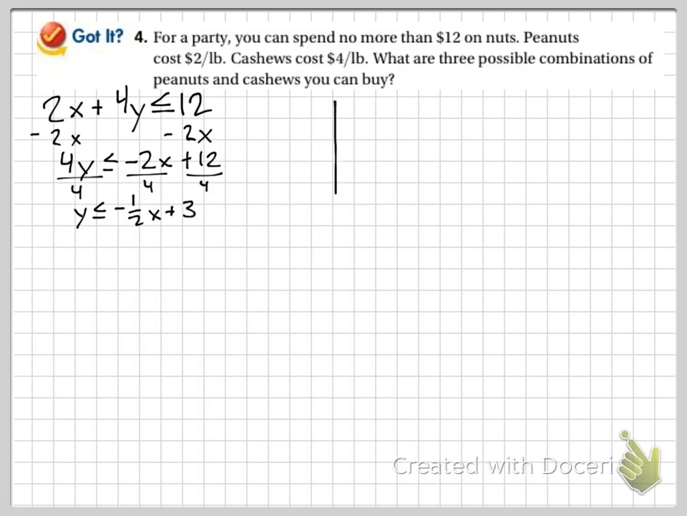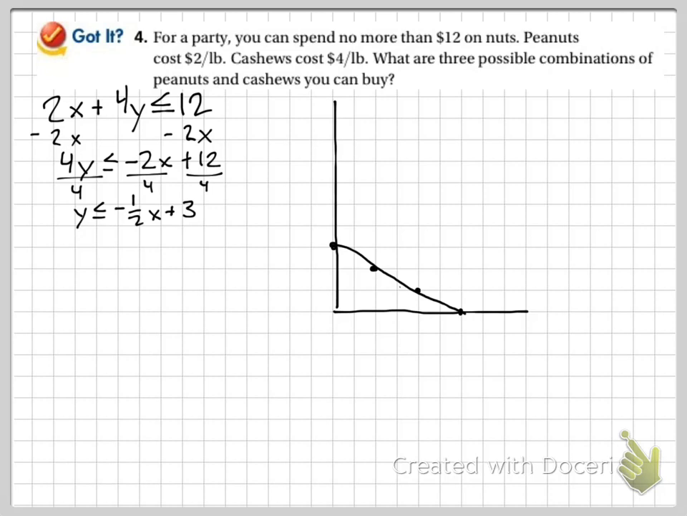So I'm going to graph this now. So I put a dot at 3, move down 1 to the right 2, down 1 to the right 2, down 1 to the right 2. This is a solid line. So I'm going to connect these.